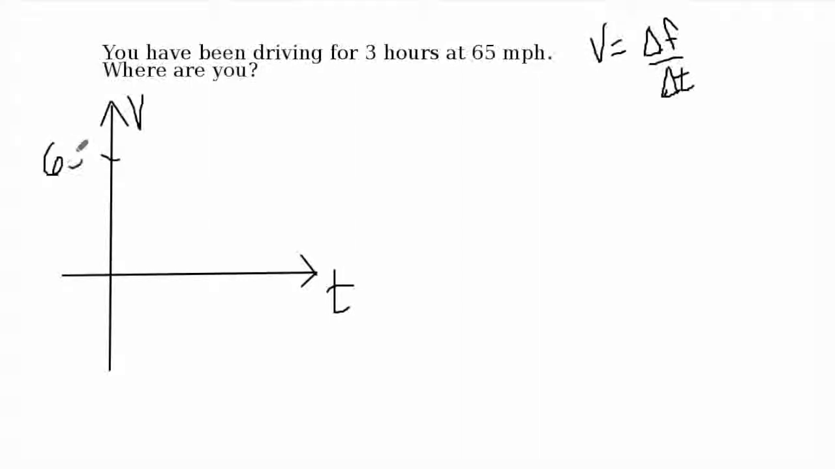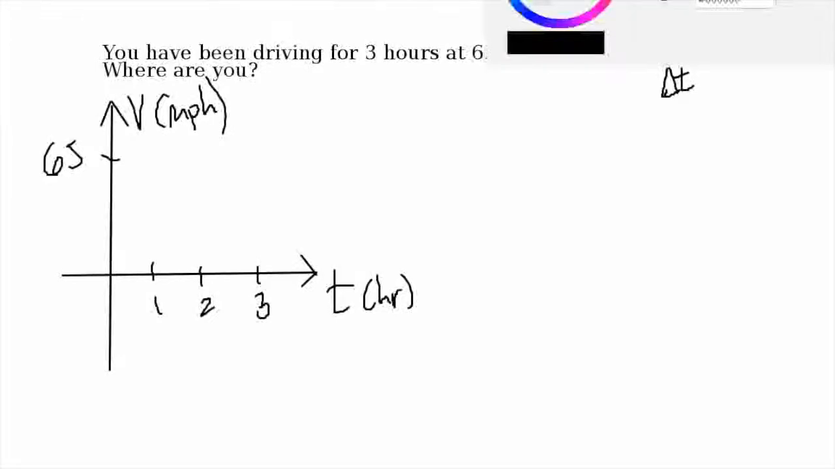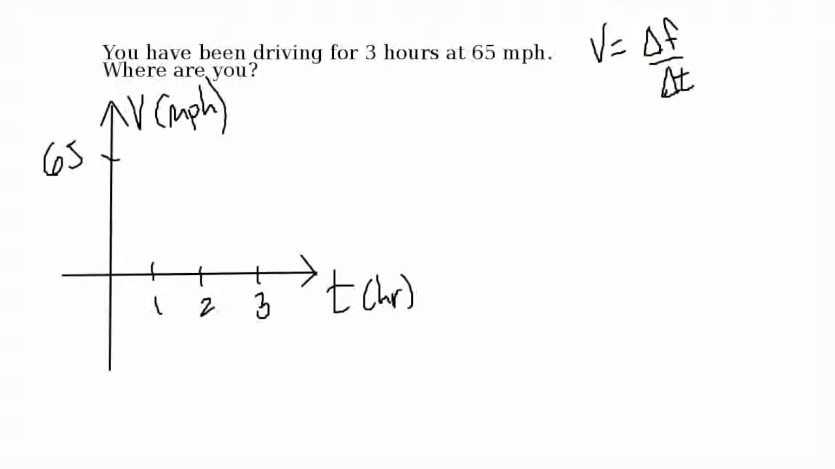And velocity is an example of rate of change. So velocity is the change in position over the change in time, and so it was 65 in units of miles per hour for 3 hours. So the graph looks like the following. Let's see, let's make it red. The red line for those 3 hours.